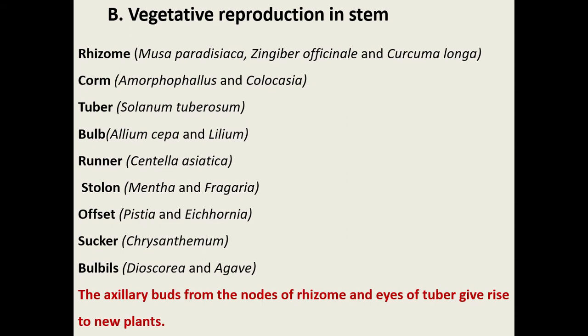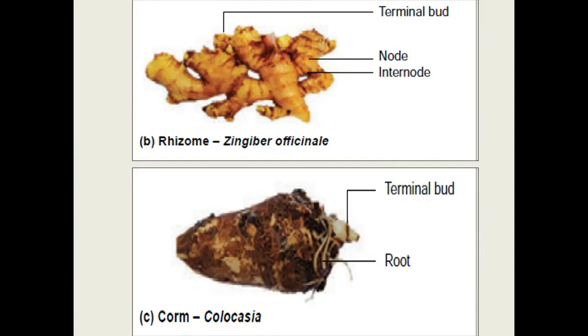So tuber: Solanum tuberosum. Bulb: Allium cepa and Lilium. Runner: Centella asiatica. Stolon: Mentha and Fragaria. Offset: Pistia and Eichhornia. Sucker: Chrysanthemum. Bulbils: Dioscorea and Agave. The axillary buds from the nodes of the rhizome and the eyes of the tuber give rise to a new plant. Here, the rhizome, that is Zingiber officinale, produces new individuals by means of its axillary buds. When detached from it, it produces a new plantlet.